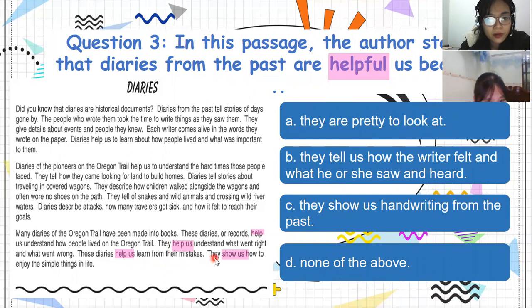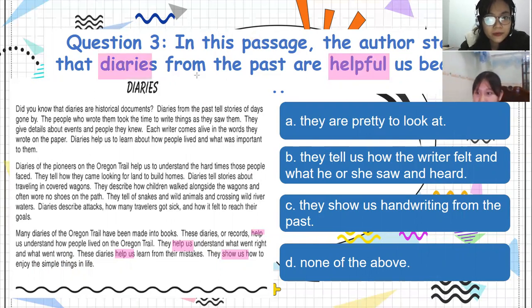Help us learn from the mistakes, understand what went right and what went wrong. Show us the simple things in life. Tell us how the writer felt, and I think the answer is D, right? Let me see the diaries from the past. Okay, let's see this one. We have the words diaries from the past.